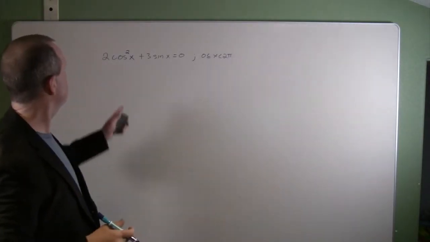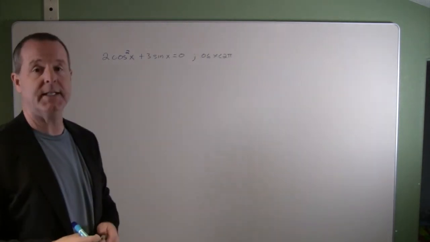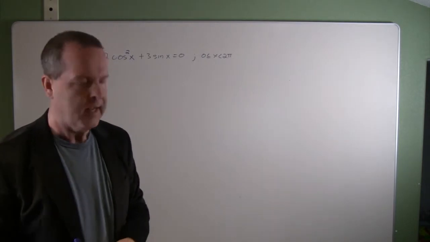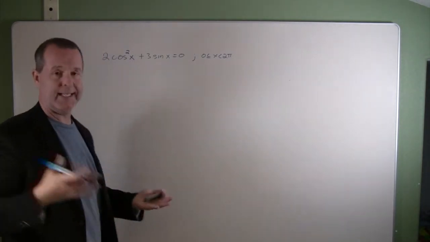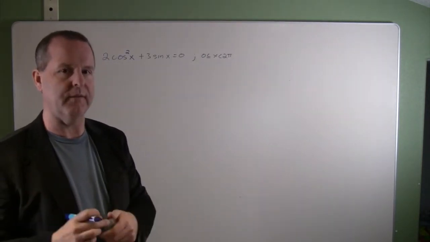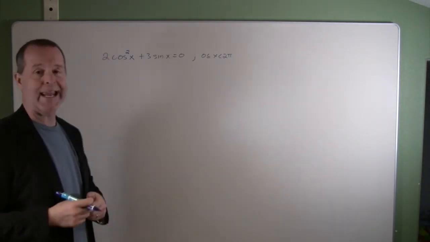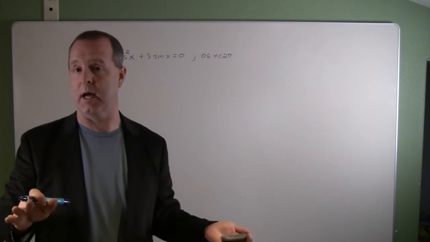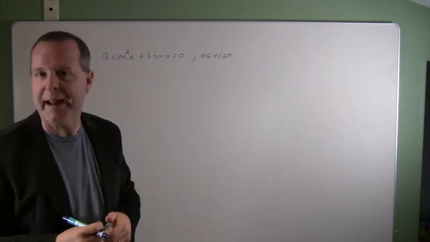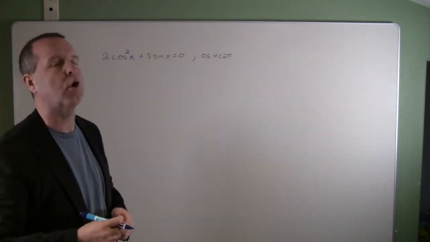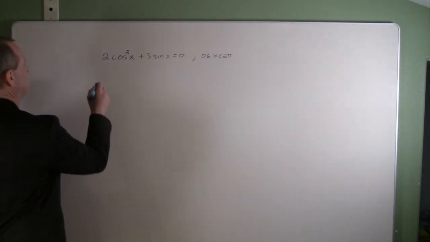I have 2 times the cosine squared of x plus 3 sine x equals 0. Another equation I want to solve for x. This one, I see that I have cosines and sines both involved in the particular equation. So maybe there's a way that I can get them all in sines or cosines as my first major step.